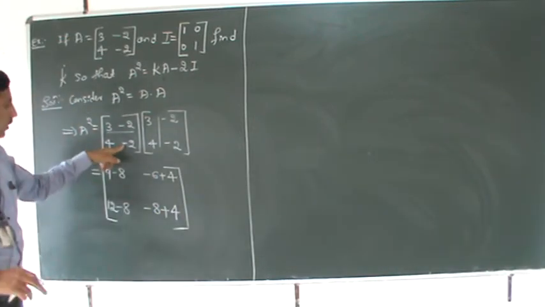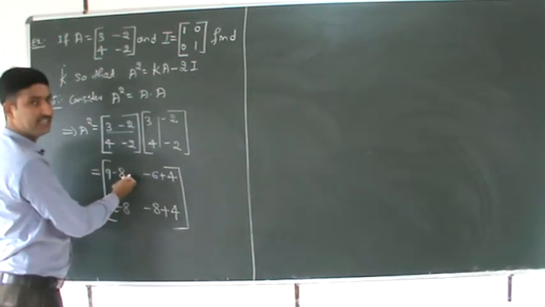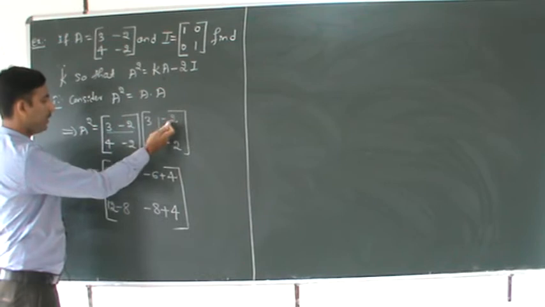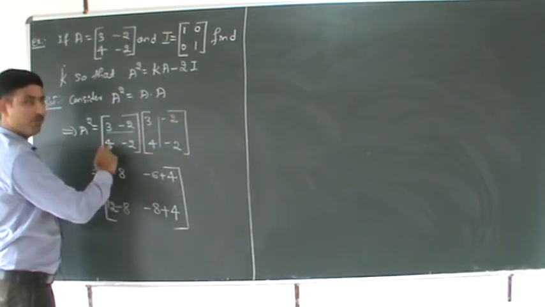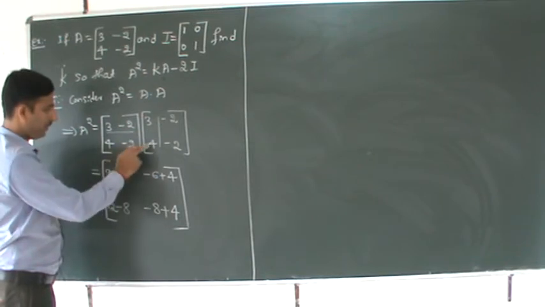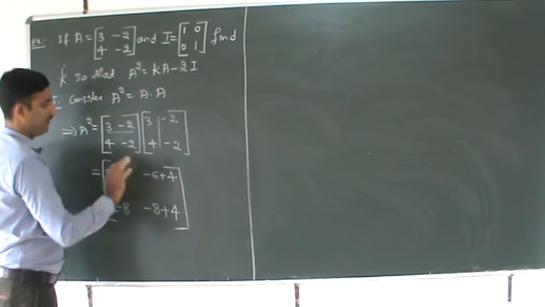Once again you have to check. 3 into 3, 9. Minus 2 into 4, that is minus 8. 3 into minus 2, minus 6. Minus of minus, that is plus 4. 4 into 3, 12. Minus 2 into 4, minus 8. 4 into minus 2, minus 8. Minus of minus, that is plus 4.